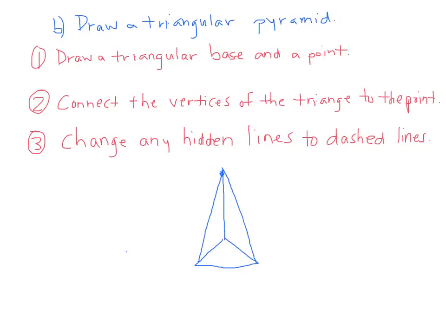Then you're going to change any hidden lines to dashed lines. So you're going to take your eraser. These are all hidden lines. I can't do that. Sorry, my iPad won't let me. These would be dashed lines here.